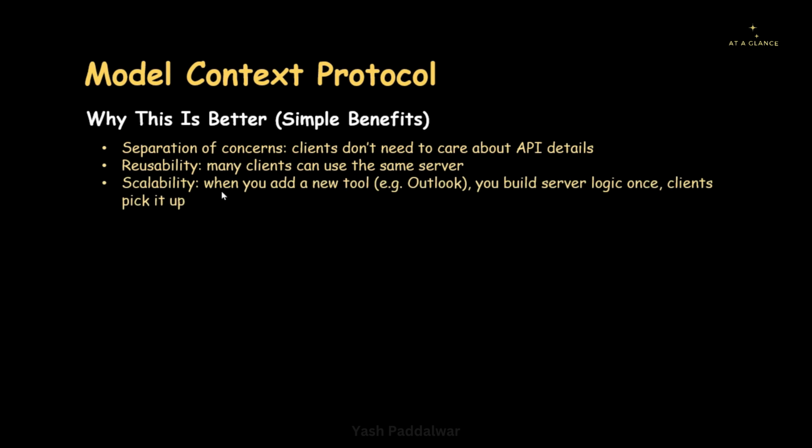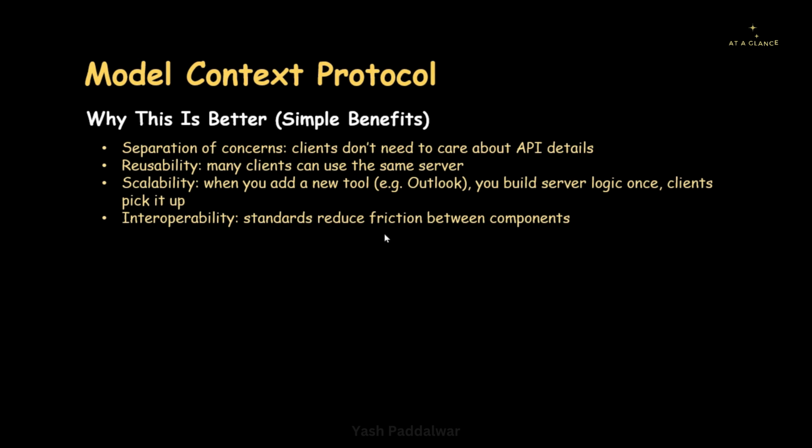Scalability, why is it so? Because when you add a new tool, for example Outlook, you build the server logic once. Clients can pick it up. So any number of tool integrations is easy with MCP servers. On the client side, you just have to add the JSON part, as I already instructed you before. If I want to add an Outlook MCP server, I just have to include a small JSON which includes the name, description, transport protocol, and some extra arguments if necessary.